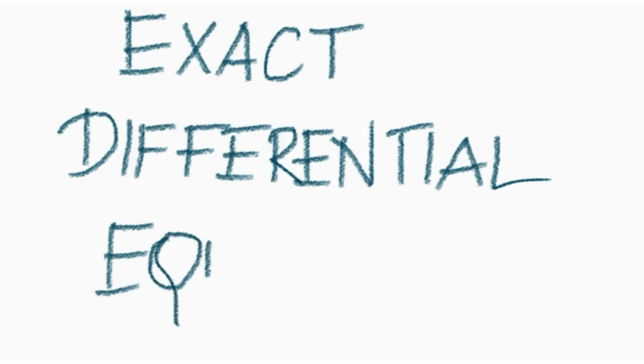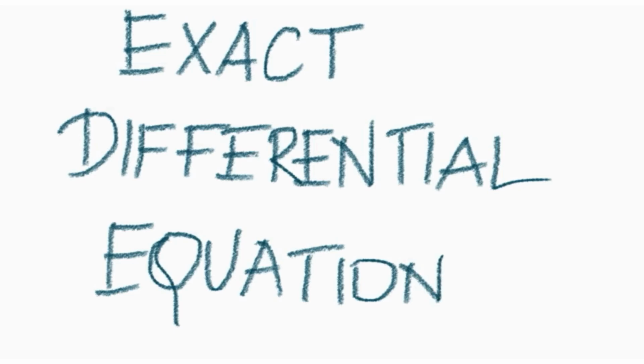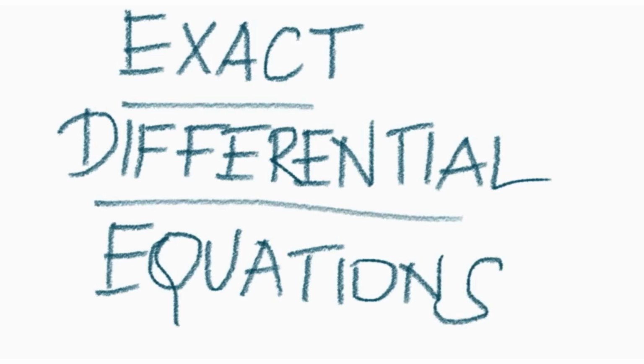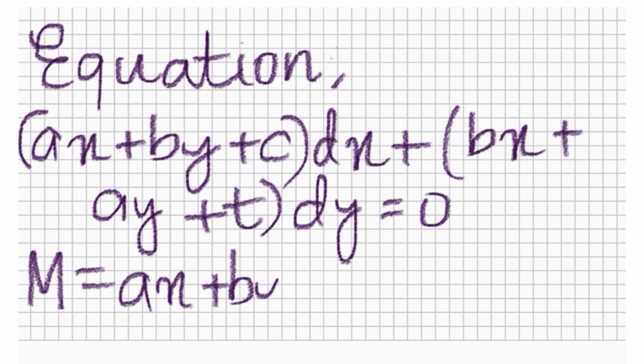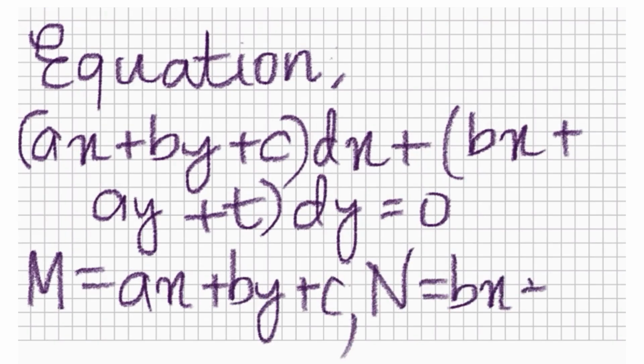An exact differential equation exists if there is a function f(x, y), or the potential function, such that ∂f/∂x is equal to M(x, y) and ∂f/∂y is equal to N(x, y), which means that df(x, y) is equal to M(x, y) dx plus N(x, y) dy.